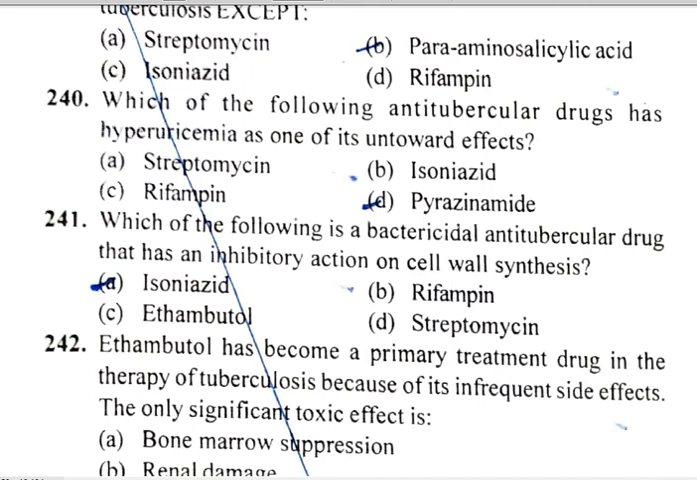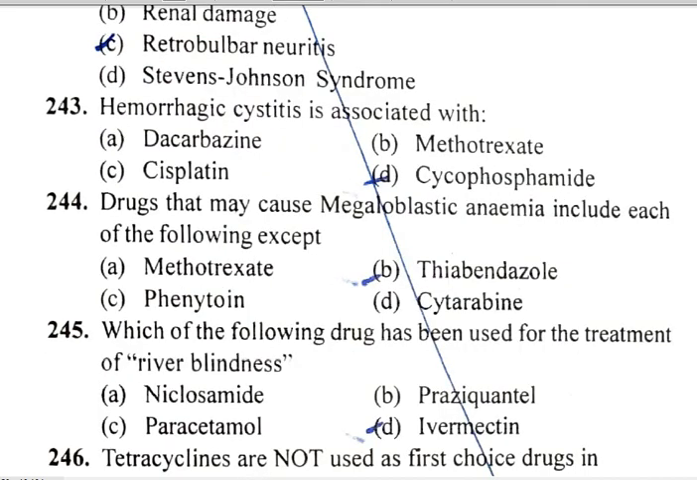Ethambutol has become a primary treatment drug in the therapy of tuberculosis because of its infrequent side effects. The only significant toxic effect is retrobulbar neuritis. Hemorrhagic cystitis is associated with cyclophosphamide. Drugs that may cause megaloblastic anemia include each of the following except thiabendazole. Which of the following drugs has been used for the treatment of river blindness? That is ivermectin.